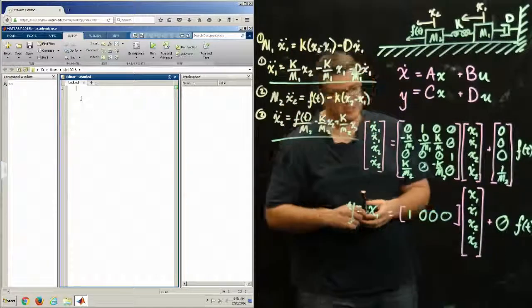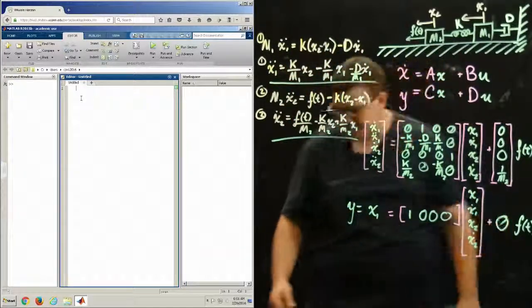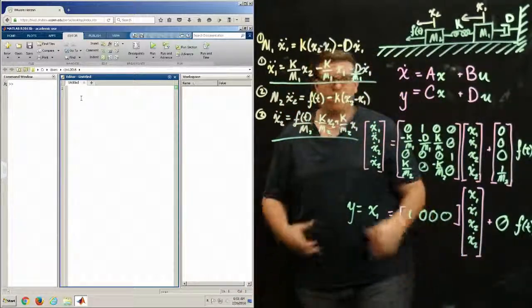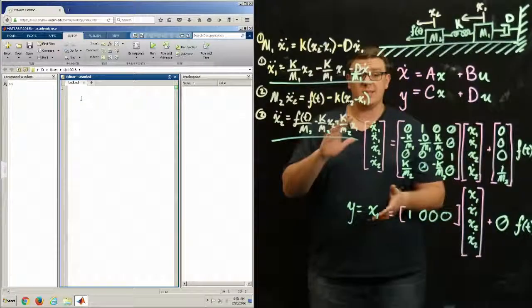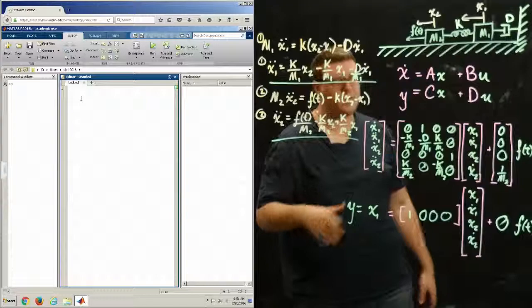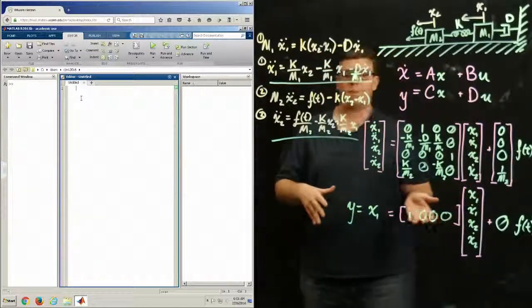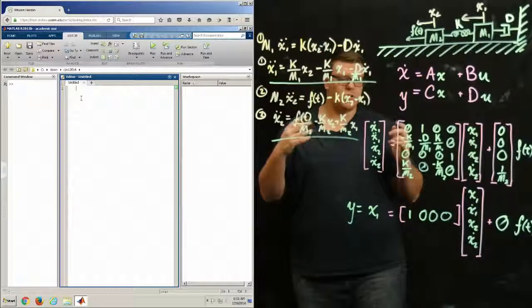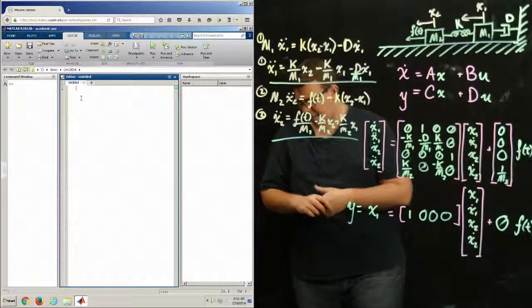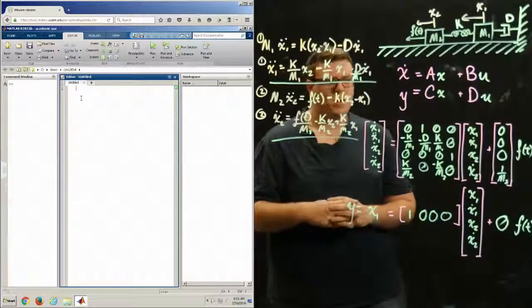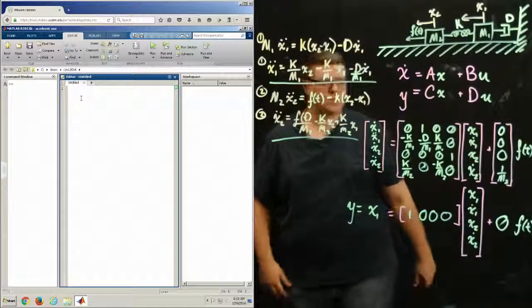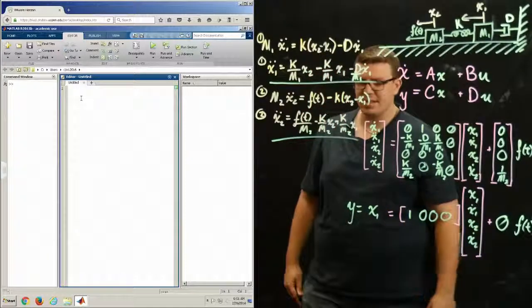The D matrix corresponds to the term of highest order in the numerator. If it matches the denominator, that means your value at the current time is affected directly by your input, which often doesn't happen. And if the degree is any higher than the denominator, then you have a non-causal system, which doesn't make sense, or that we can't build. So this is the state space representation.